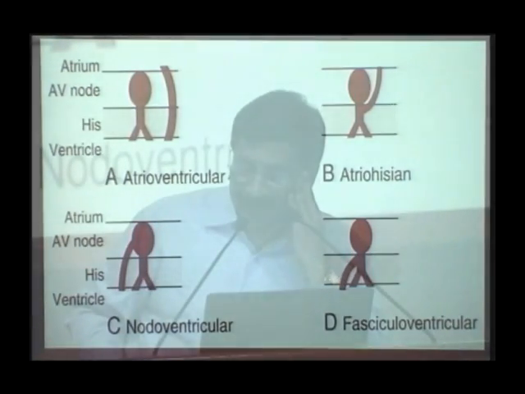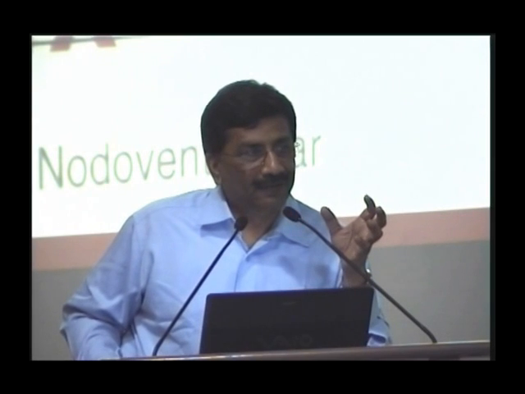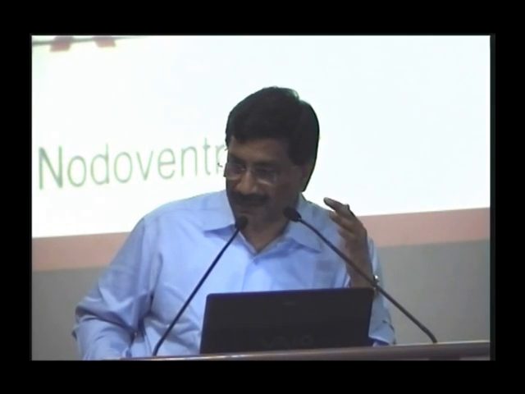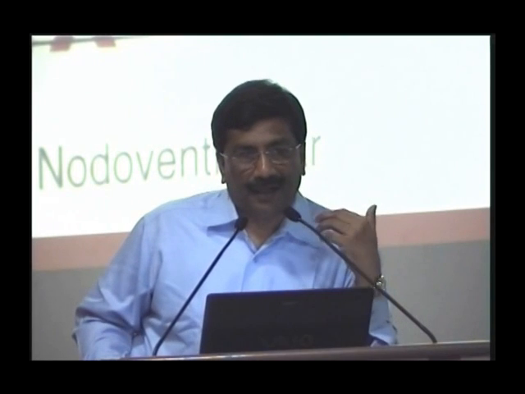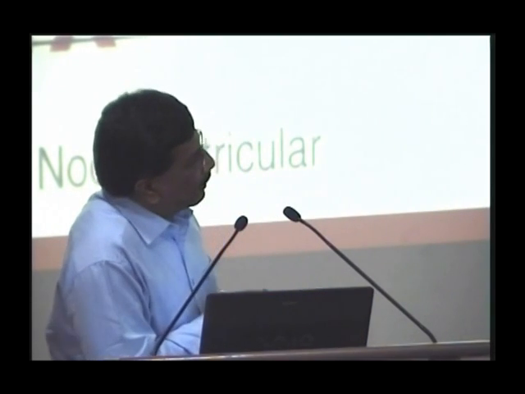So here what happens is, in addition to the normal conduction system, we have certain additional fibers which connect the atrium to the ventricle. These are called accessory pathways. This can happen as a congenital abnormality, or it can be associated with congenital heart disease. So there are three known accessory pathways.